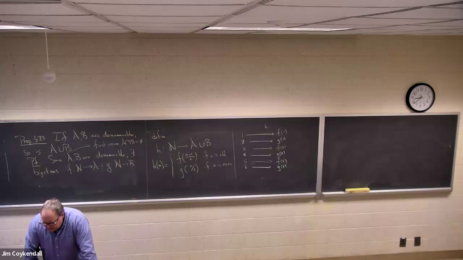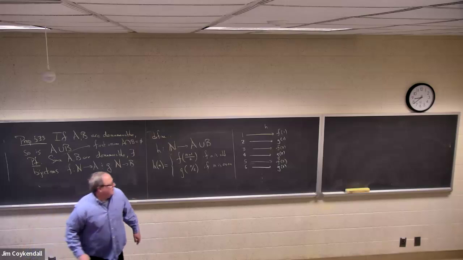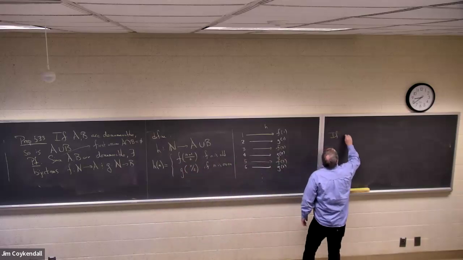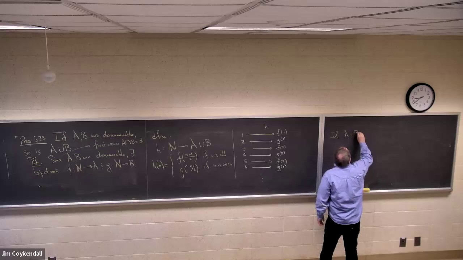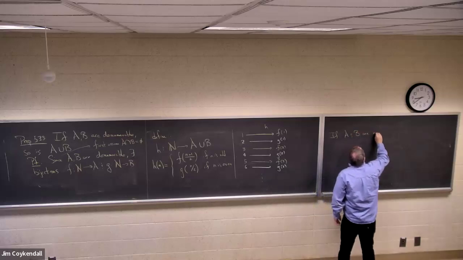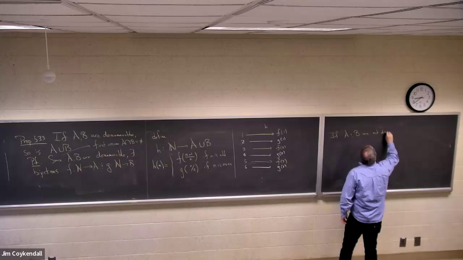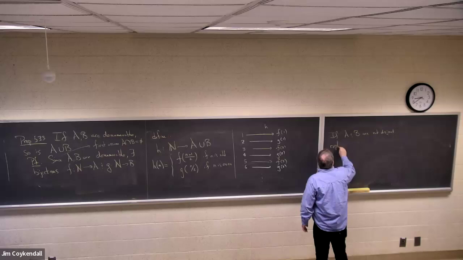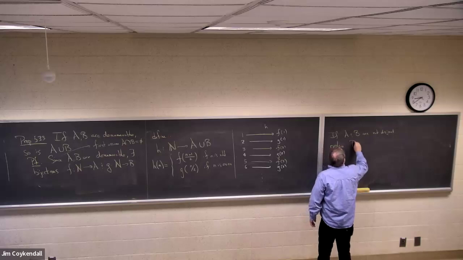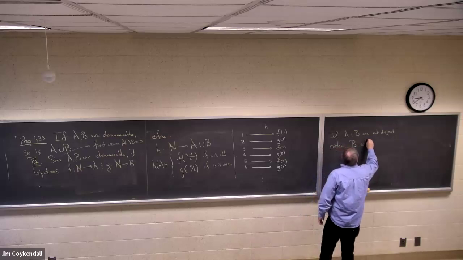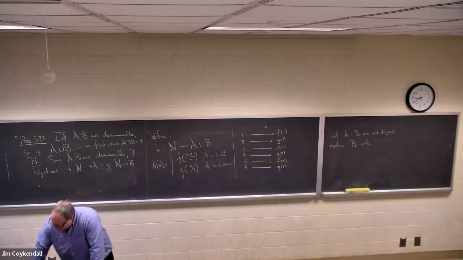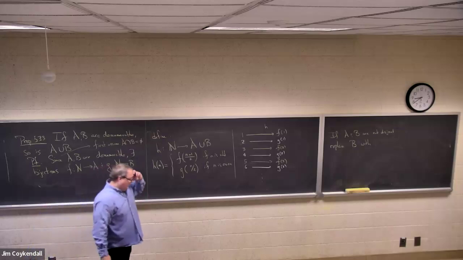In the case that it's not, here, A and B are not disjoint. Replace B with B minus the intersection.